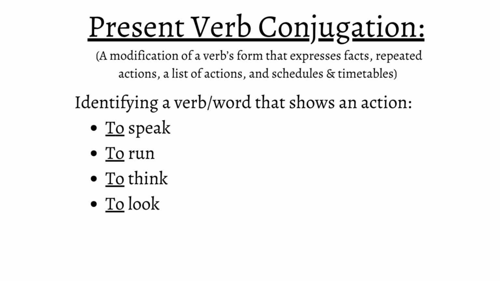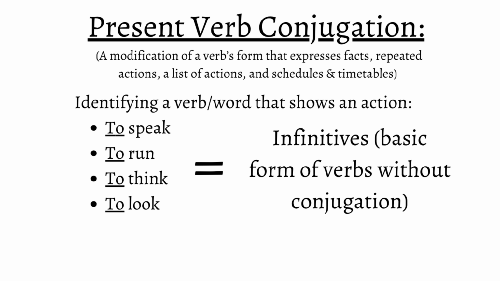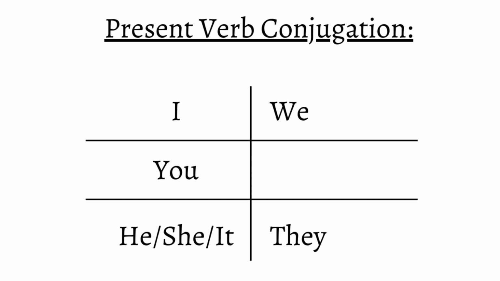A verb is a word that shows an action beginning with the preposition to: to speak, to run, to think, to look, and so on. These words are known as infinitives, the basic form of verbs without conjugation in any tense. The best way to recognize them in any sentence is to see the change of time in a sentence. Additionally, they combine with the personal pronouns I, you, he, she, it, we, and they.